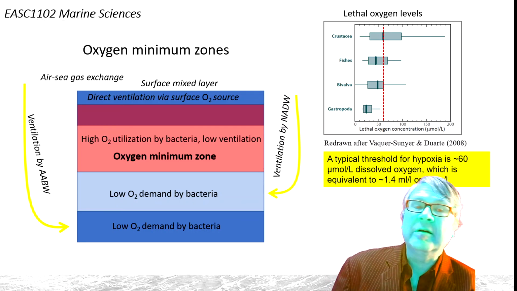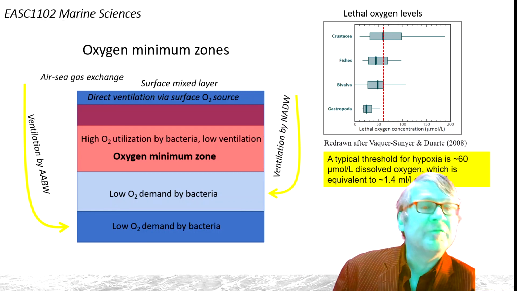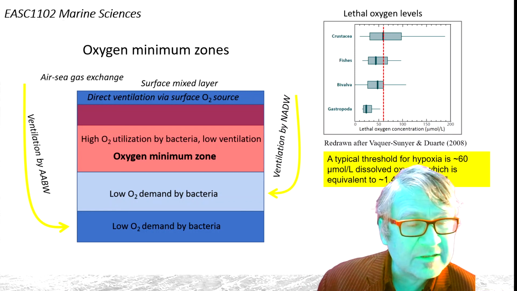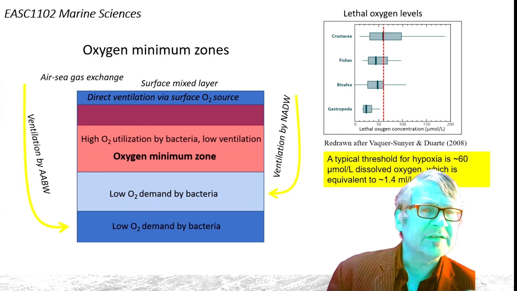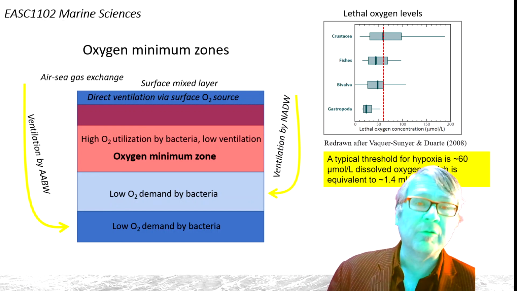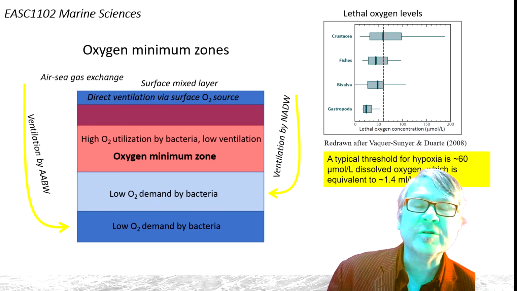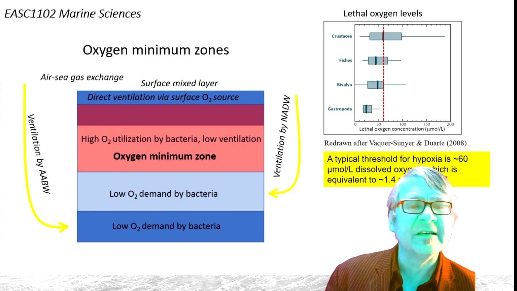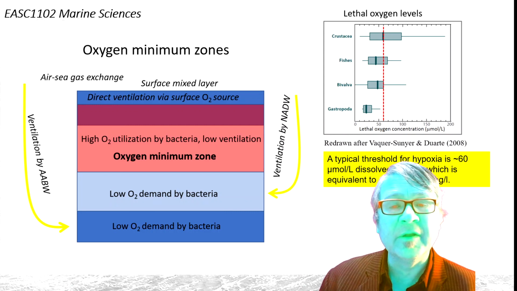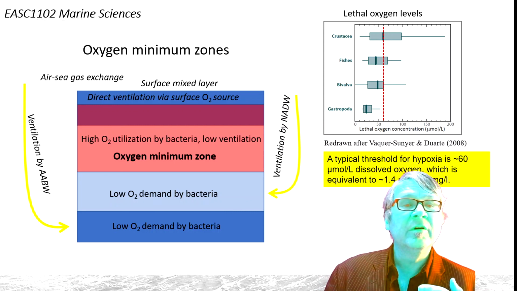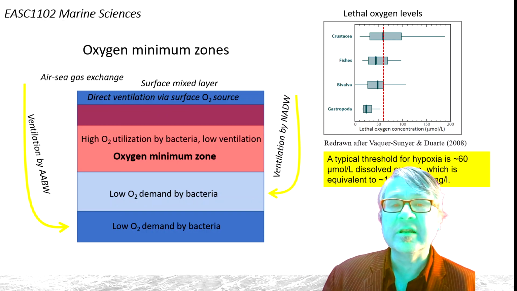These representations in terms of statistics are very, very useful if you want to show what is the absolute range, and also what's the spread of sensitivity. So all right, then you learned about oxygen minimum zones, and you learned about lethal oxygen levels in the ocean.